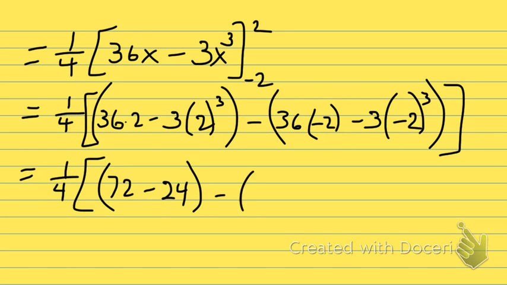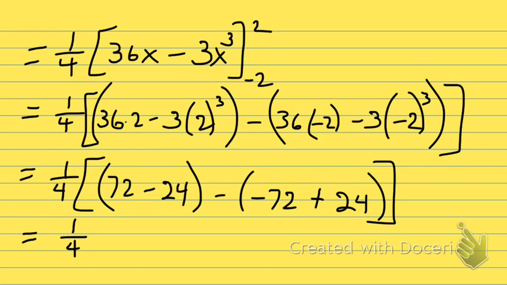And then 36 times negative 2 is negative 72. An odd number of negatives will stay negative, and times a negative, well that's going to make it positive. So we'll have negative 8 times negative 3, which is positive 24. Simplifying inside parentheses, 72 take away 24 is 48. Then on the inside of these parentheses we've got a negative 48.